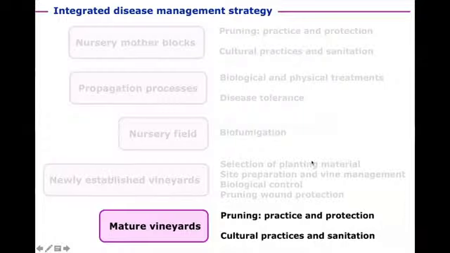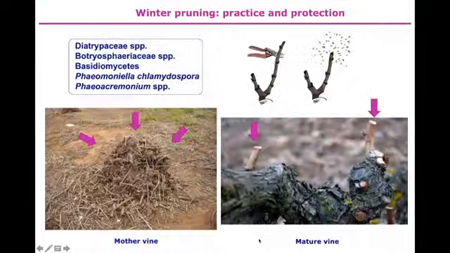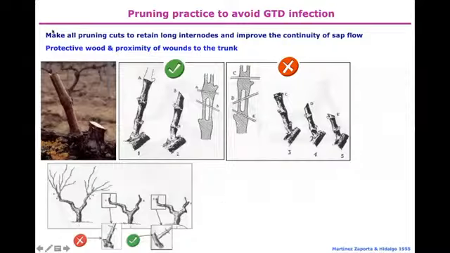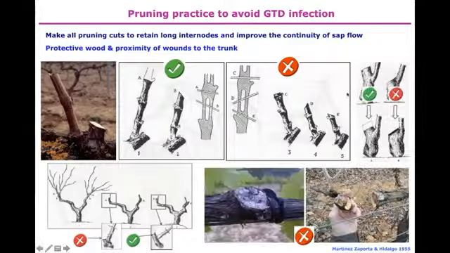Just to finish the last section of my presentation, I'm going to focus here on pruning practice and protection. Winter pruning is the main port of entry of GTD pathogens in the vine. A proper pruning practice is imperative to reduce GTD infections. First recommendation is to make all pruning cuts to retain long internodes, the protective bud. In 1-year-old wood, the cut must be made beyond the last retained bud just to leave this protective bud. Growers must avoid making the cut just above the bud. The natural desiccation cone or the trunk disease infection could take this bud. The same situation for 2 or more than 2 years old wood, so don't make the wound in close proximity to the trunk. In this case, it's also essential to leave this protective bud.